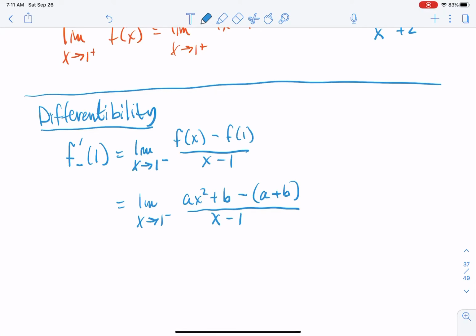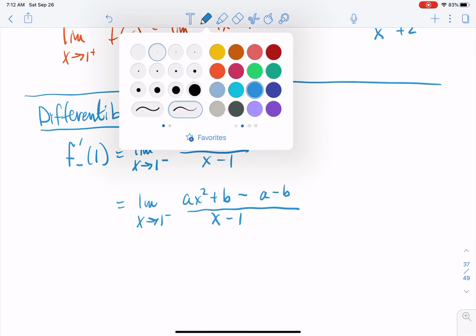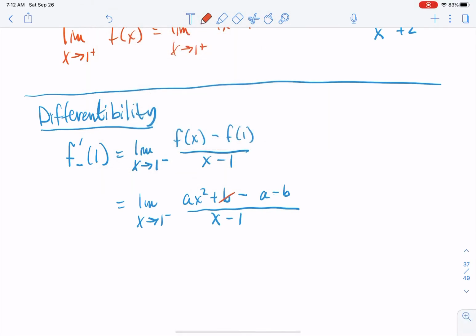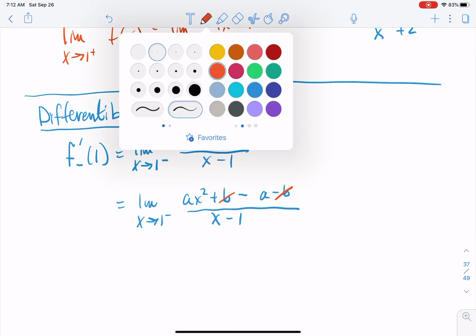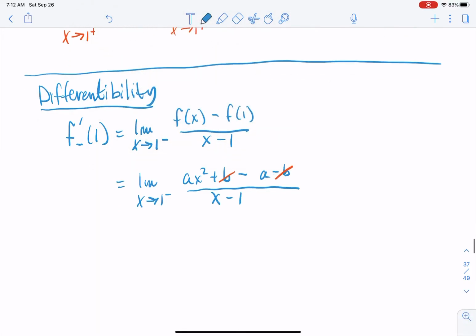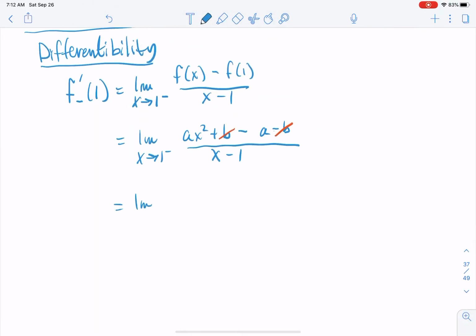And then let's do some simplification. I'm going to get rid of these parentheses, distribute the negative sign. And when I do, how convenient is this? The b's cancel. Okay, and then rewrite and simplify. Limit as x goes to 1 from the left, ax squared minus a over x minus 1.